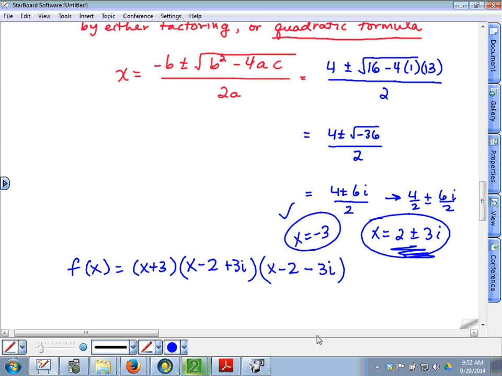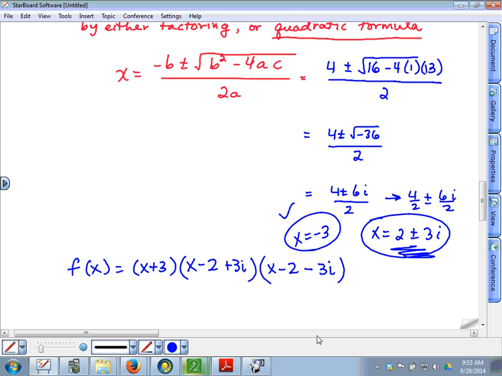There were two parts to this question. Let's make sure we understand what's happening. Did we find all the zeros? Yes or no? What were they? x equals -3, x equals 2 plus or minus 3i. The other part of your answer is going to be write it in factored form. Did we write it in factored form? Yeah. That's this right here. How do we know it's fully factored? Because there's 3 factors and it was a degree 3.